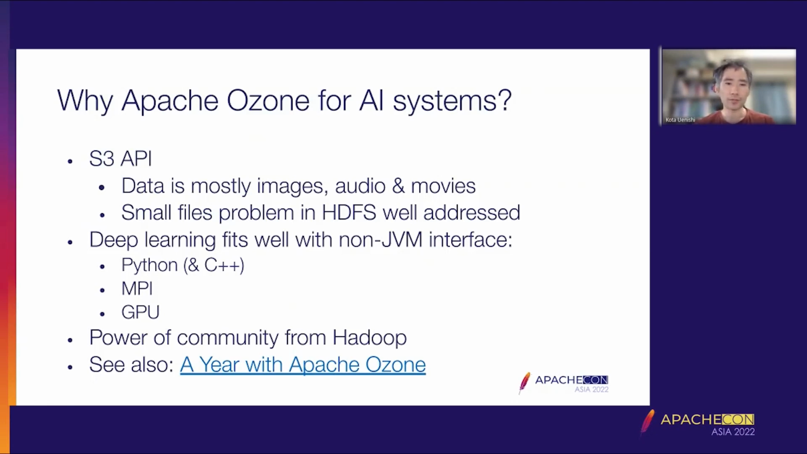So why is the S3 API important? Because our workload is deep learning, and its software stack mostly doesn't fit well with JVM clients. It consists of Python or C++, it also runs MPI, and the GPU libraries and systems are very complicated and need native code execution.